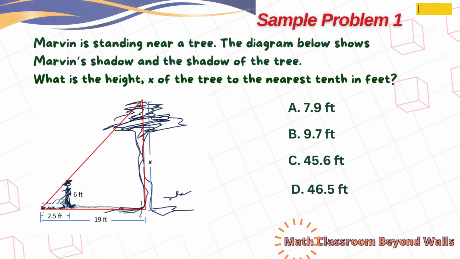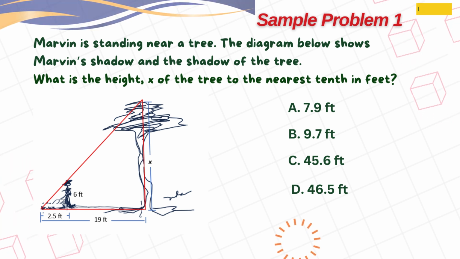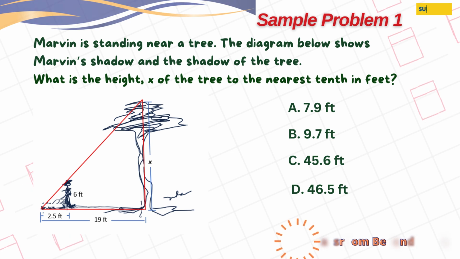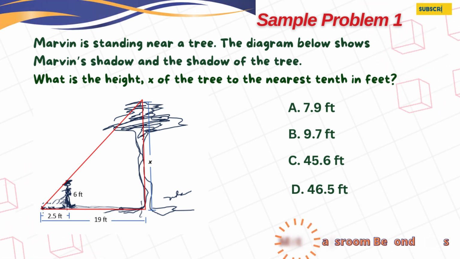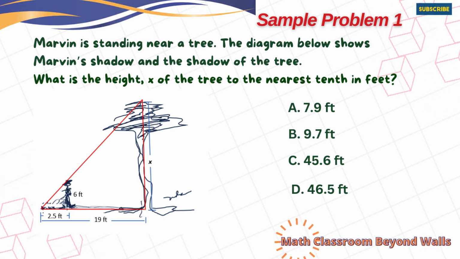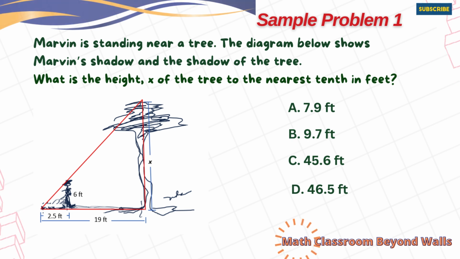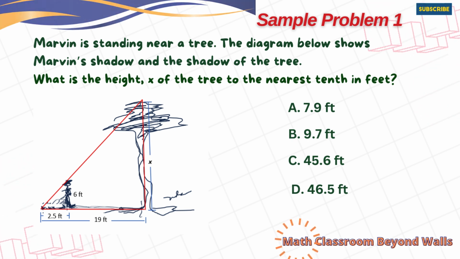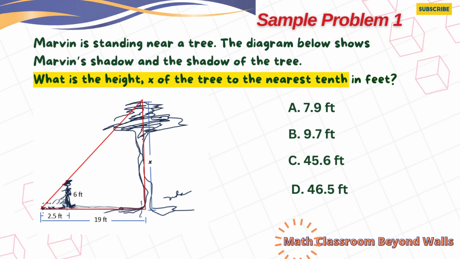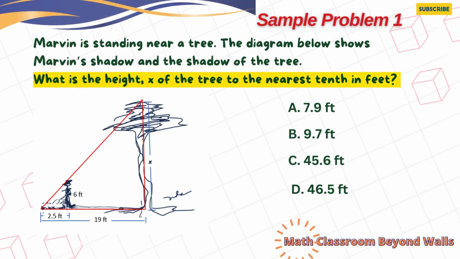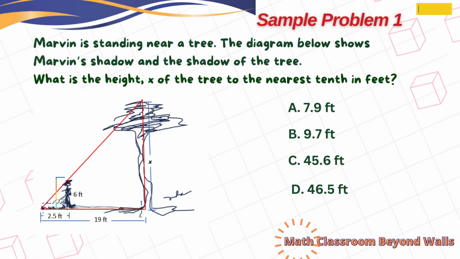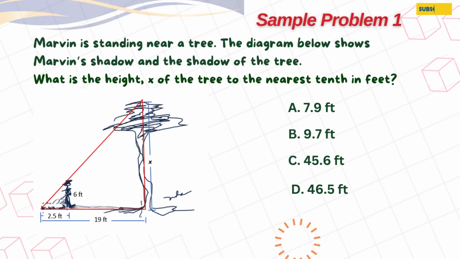46.5 feet. As usual, we begin by reading the whole problem and may read it several times when needed to know what we're looking for, to determine what are given, and to figure out how the given information help find what we're looking for. What is asked in the problem, learners? You are right. We're asked to find the height of the tree. What are given? We're given a diagram showing Marvin, the tree, and their shadows.